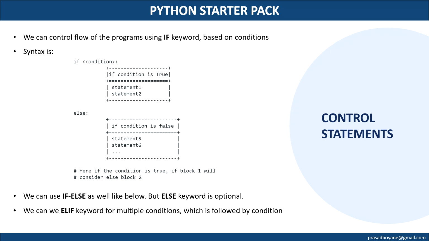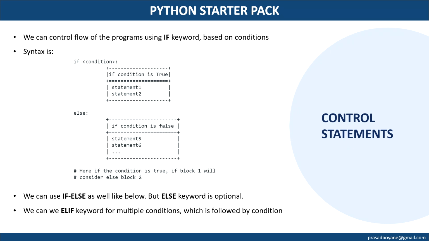After the if keyword, we have to provide some kind of condition. What is the syntax? If, then the condition, and a colon. If the condition is true, then the statements we have to execute, we have to write in a code block which is indented. What do I mean by indentation? We have to apply some spaces or some tabs before the statements. So all the statements must be inside the if condition.